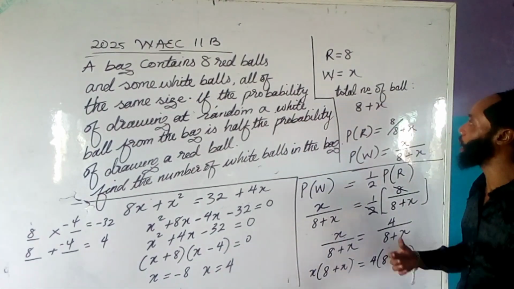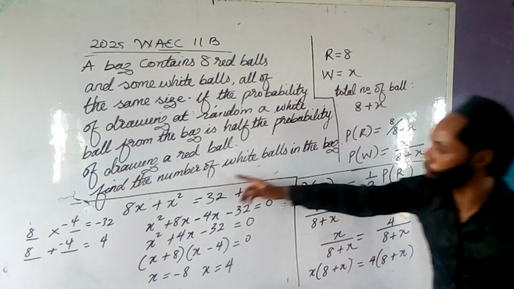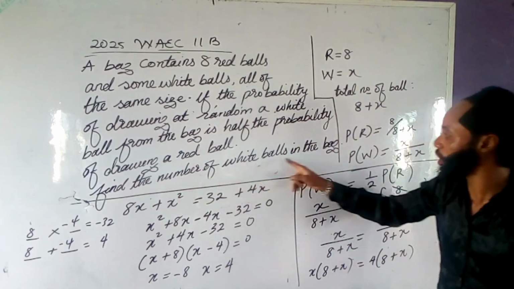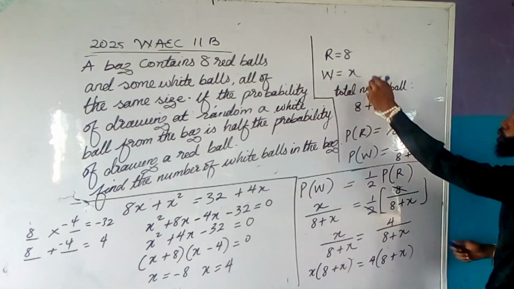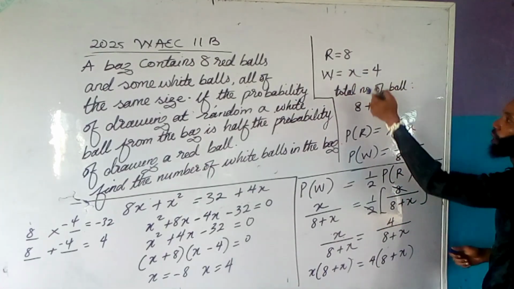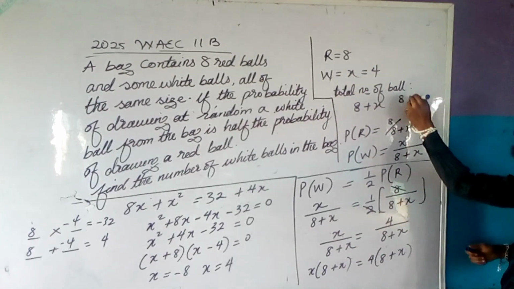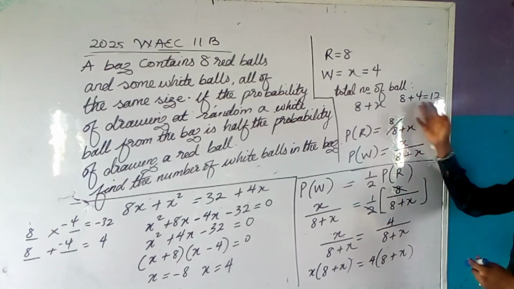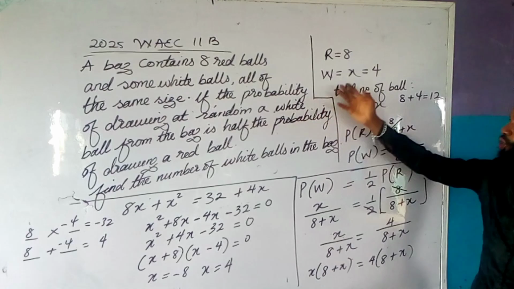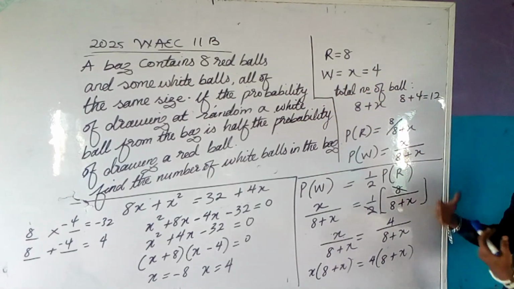And the question asks us to find the number of white balls. So the number of white balls will be 4. If the number of white balls is 4, X is 4. Then the total number of balls will be 8 plus 4, which is 12. The number of white balls is 4. If you wanted to prove it, you prove it.